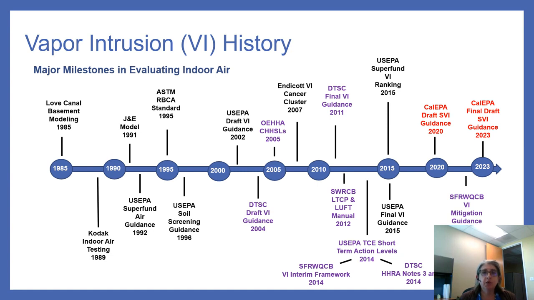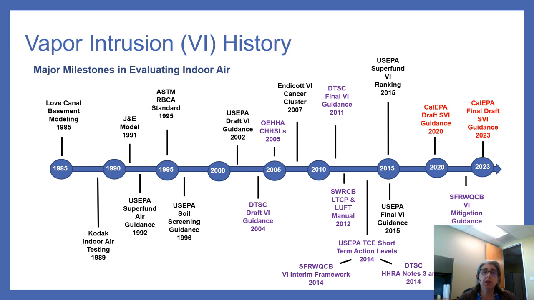This slide gives a brief overview of major milestones in evaluating vapor intrusion. Cali-PA-related milestones are shown in purple. Back in the 80s and 90s, there were early efforts at modeling and testing for indoor air, including the 1991 Johnson-Ettinger model that many of you may have heard of. In addition, the first guidance documents related to evaluating vapor intrusion were published during this time.